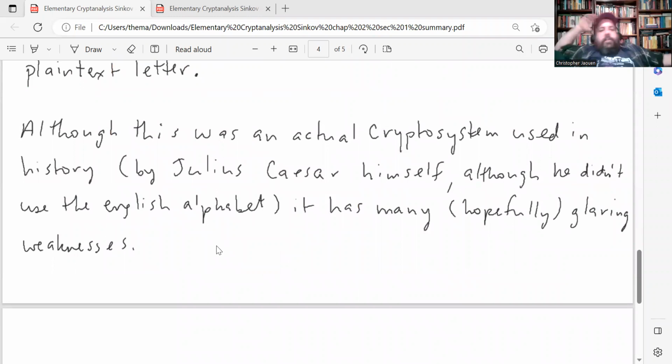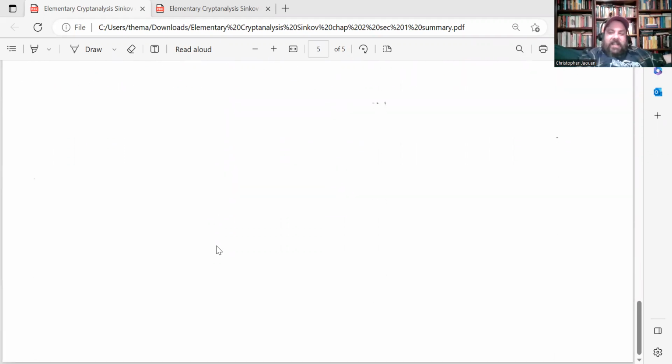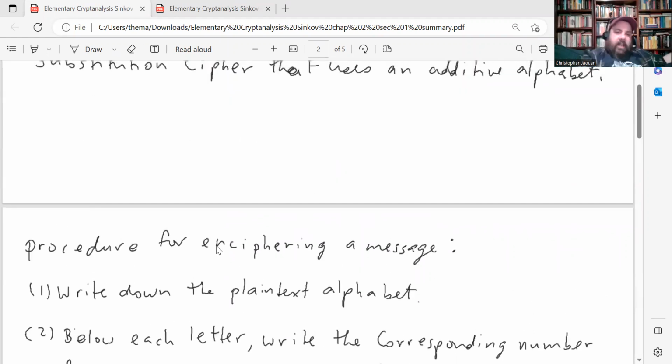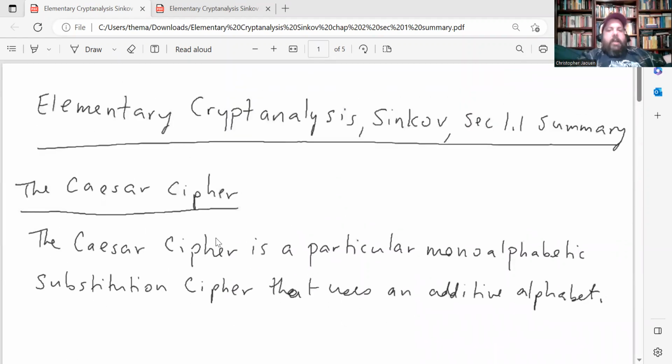Okay, and like I said, although this was an actual crypto system used in history by Julius Caesar himself, although he didn't use the English alphabet, it has many hopefully glaring defects that you can see. All right, so that's basically section 1.1. Like I said, it just talks about the Caesar cipher. It's very short. I want to go over now, because there's only 2 problems in the exercise set for section 1.1. So rather than make a separate video about it, that'll be like a minute long, I think I'll just go over the exercises here as well.